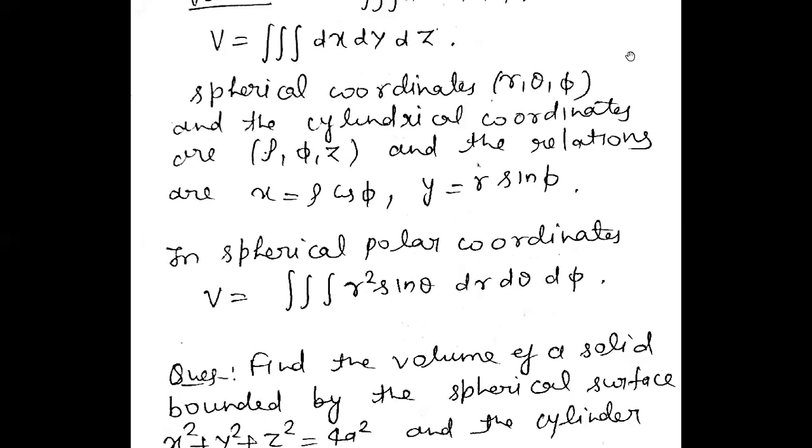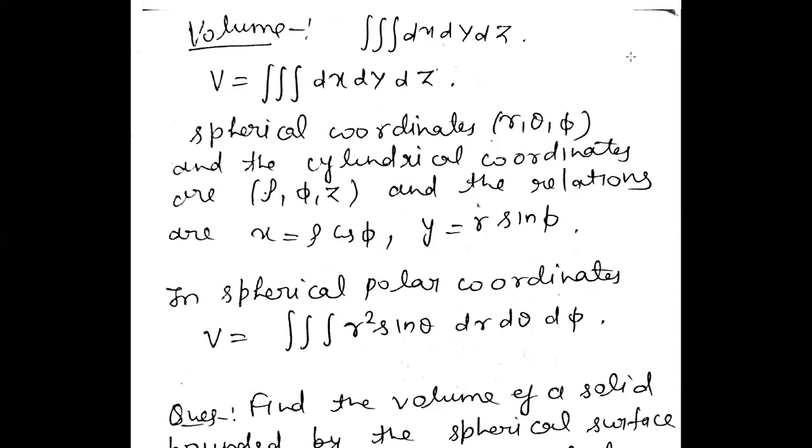So for volume, we need spherical coordinates, that means r, theta, phi coordinates. Polar coordinates are r and theta. X and y are the Cartesian coordinates, r and theta are polar coordinates. To convert Cartesian into polar coordinates, we put x is equal to r cos theta, y is equal to r sin theta. Right?